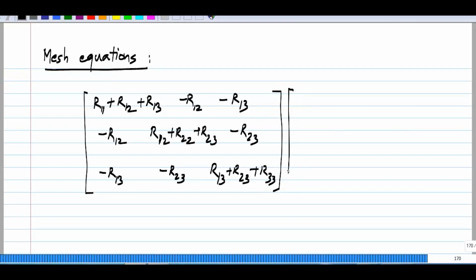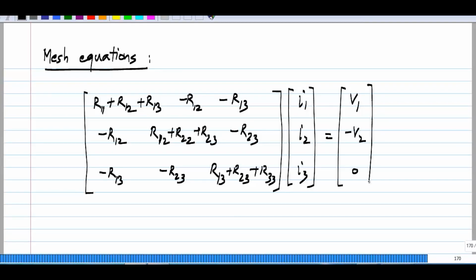I have this times the mesh current variables I1, I2, I3 being equal to the independent sources, the source vector, which is V1, minus V2, and 0 for our particular circuit. So this is of the form the resistance matrix times the vector of unknowns, the vector of mesh currents, to be equal to the vector of independent voltage sources.